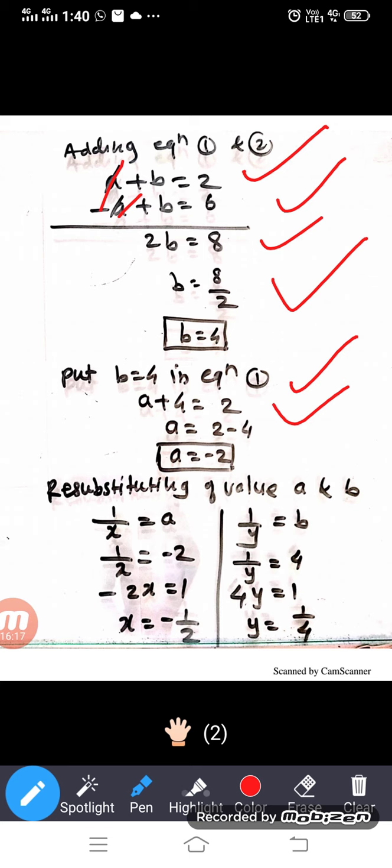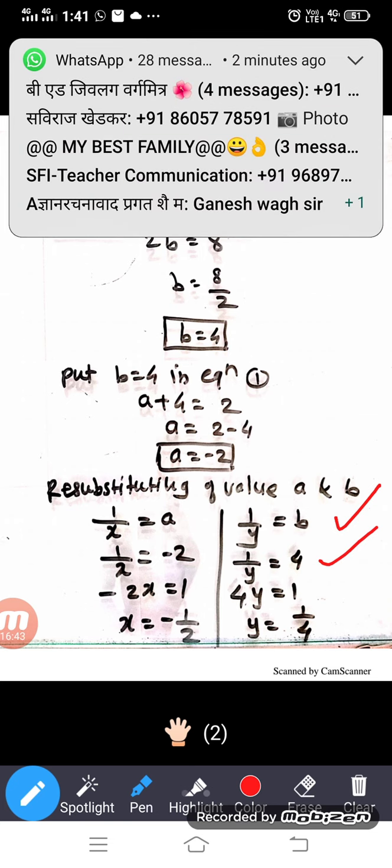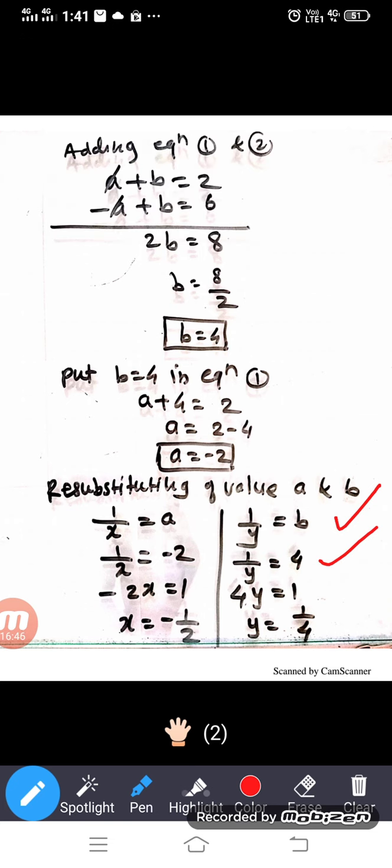Now resubstitute the value of a and b. We have to consider 1 upon x is equal to a and 1 upon y is equal to b. 1 upon x is equal to minus 2. Then we get cross multiplication here. Minus 2 into x is minus 2x is equal to 1. Then we get x is equal to minus 1 by 2. Similarly, 1 upon y is equal to b. Then 1 upon y is equal to 4. Then cross multiplication 4 into y is equal to 1. Then we get y is equal to 1 by 4. Write down here.